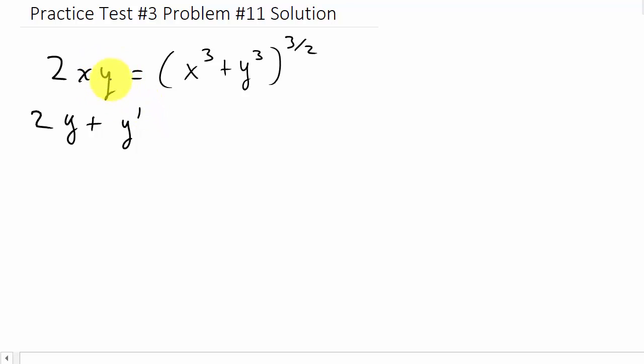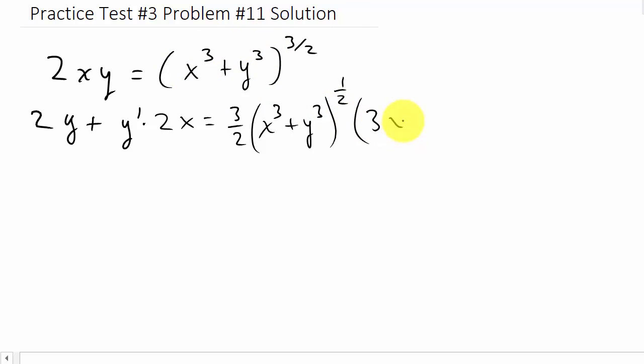So the derivative of the second is y prime times the first, so times 2x, equals, now the derivative of this, here we have the chain rule, so the 3 halves comes down, x cubed plus y cubed, subtract 1 from the exponent, so 3 halves minus 1 is 1 half, times the derivative of what's inside the parentheses. So the derivative of this is 3x squared plus the derivative of y cubed, which is 3y squared, but since it's y, it's times y prime.